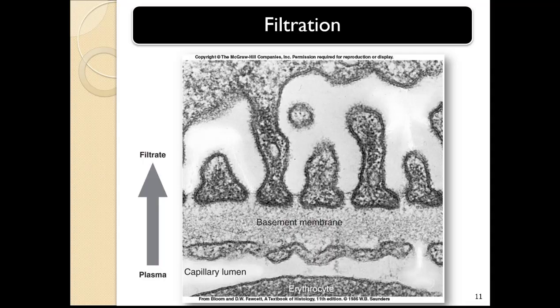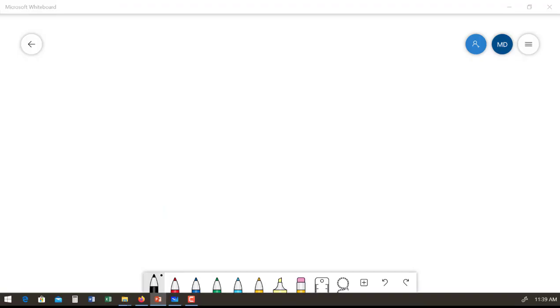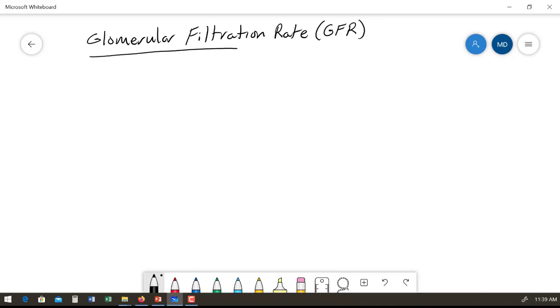Let's now move into what's described as glomerular filtration rate. We usually abbreviate this as GFR. Glomerular filtration rate describes the flow rate of filtered fluid through the kidney.